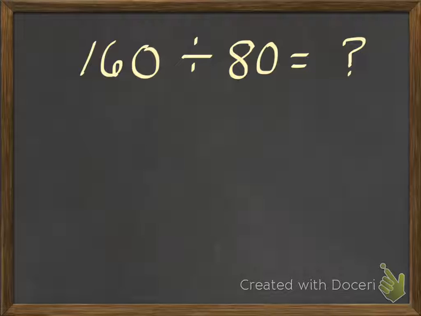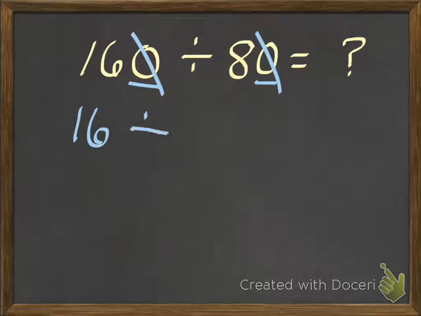160 is a multiple of 10 because it ends in 0. 80 is a multiple of 10 because it ends in 0. Remember yesterday in our previous lesson we talked about if our numbers end in 0, we can divide by 10, and that just takes off the zeros at the end, and then it leaves us with our base problem. So now we have 16 divided by 8, which equals 2.